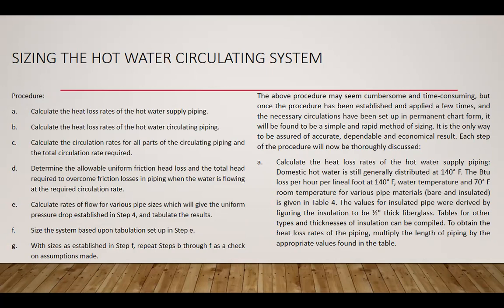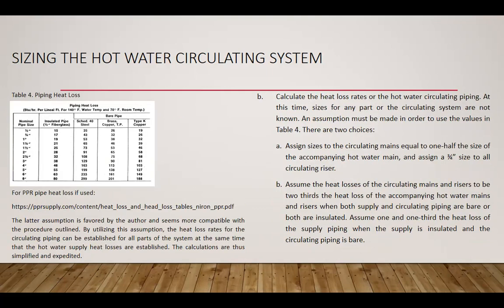Tables for other types and thicknesses of insulation can be compiled. To obtain the heat loss rate of the piping, multiply the length of the piping by the appropriate values found in the table. It's length, right? Linear foot. So, the latter assumption is favored by the author and seems more compatible with the procedure outlined. By utilizing this assumption, the heat loss rate for the circulating piping can be established for all parts of the system at the same time that the hot water supply heat losses are established. The calculations are thus simplified in this video.